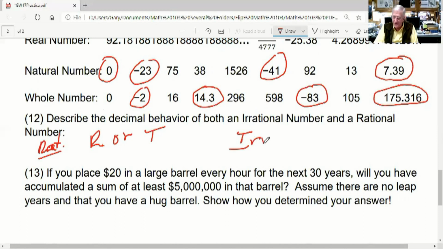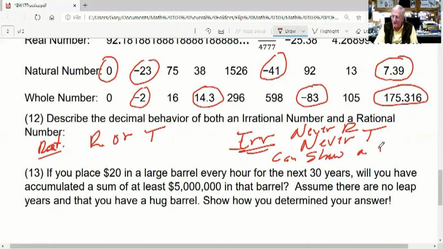For your irrational numbers, what has to be the situation? They never repeat, they never terminate, right? But they can show a pattern to infinity, all right? But they keep going. Okay, so there we go. We got that one down.